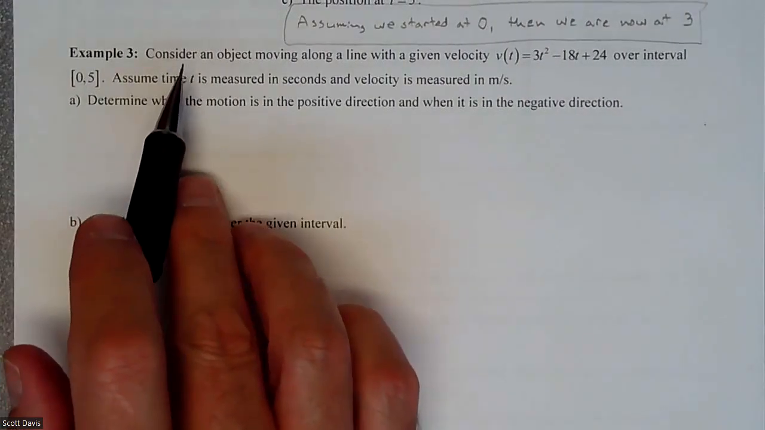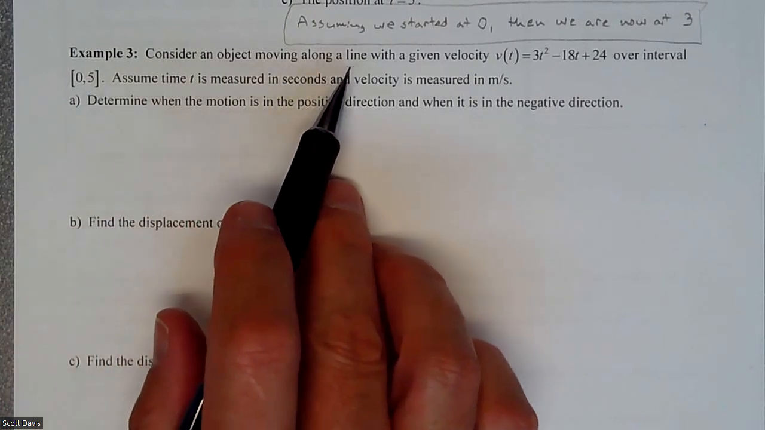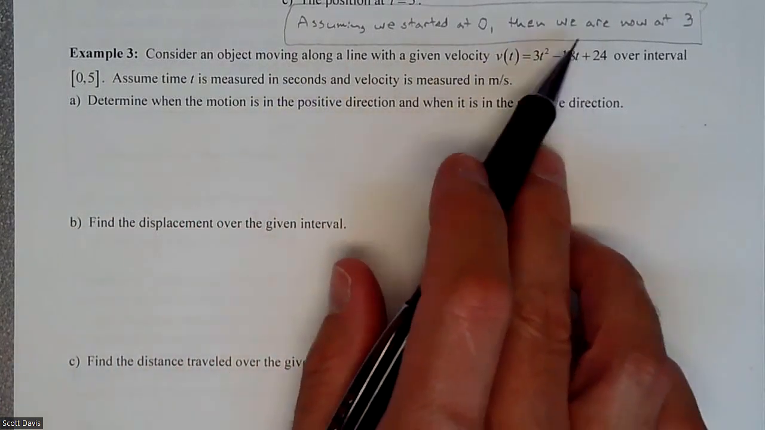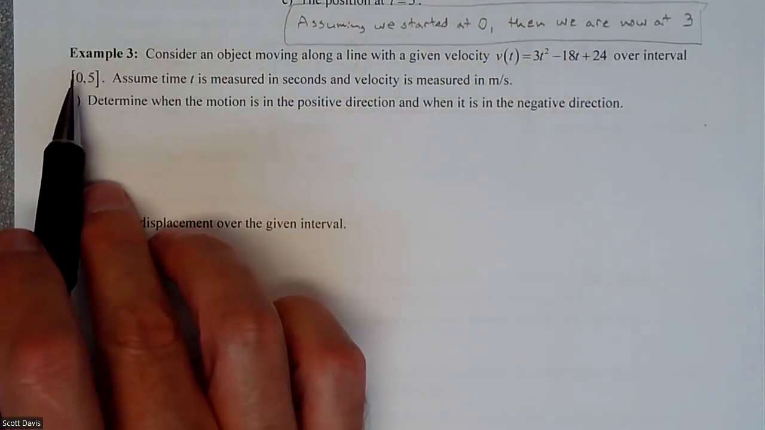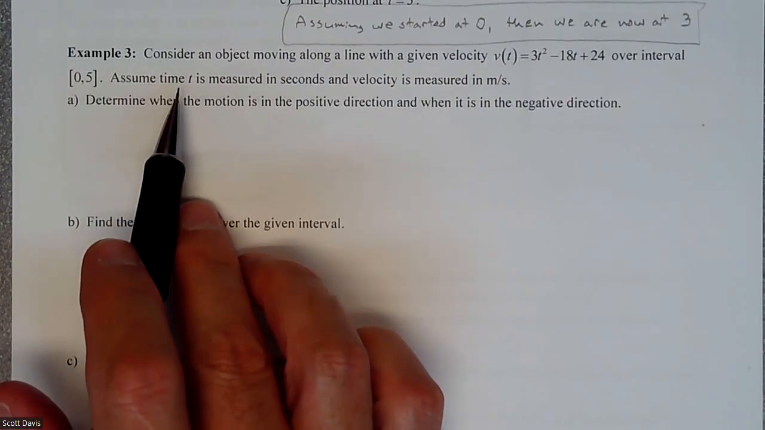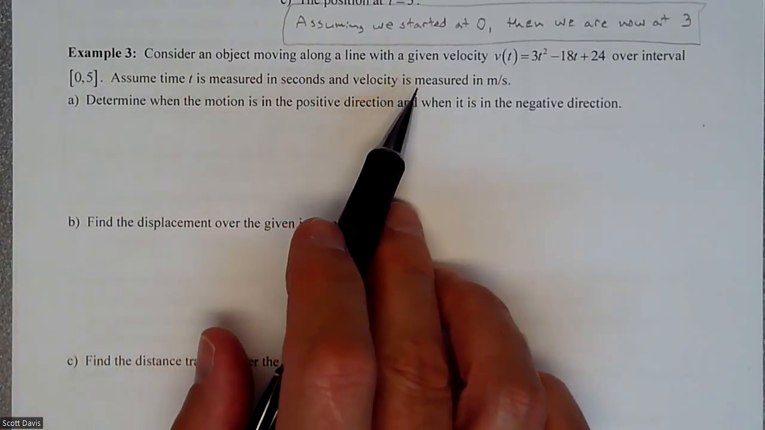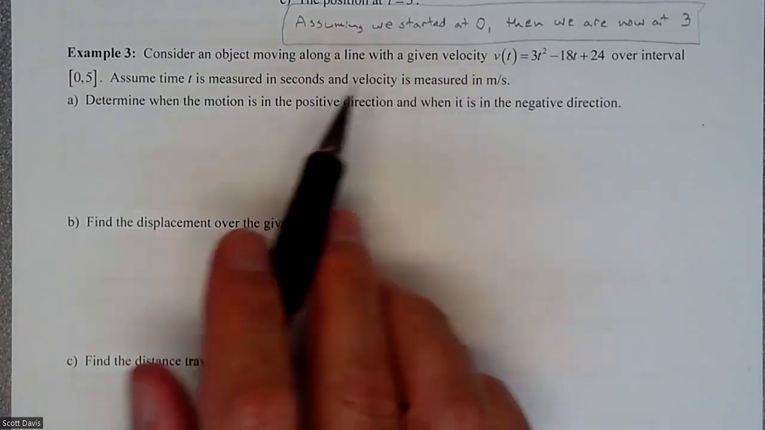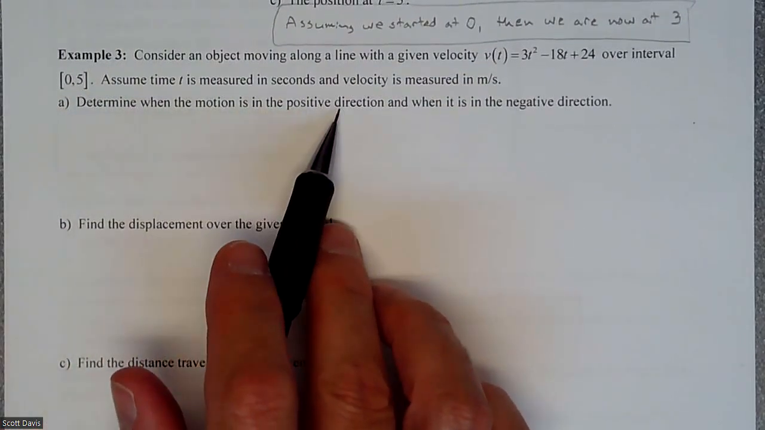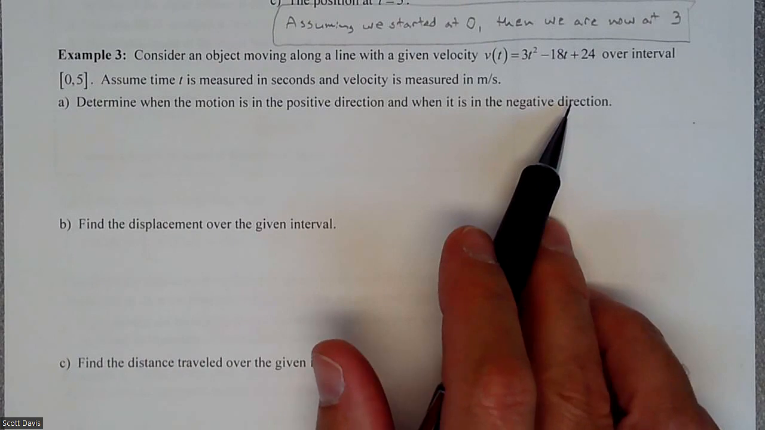Let's see what we got going on in this example. It says, consider an object moving along a line with a given velocity. So this is our velocity equation over an interval 0 to 5. So assume time t is measured in seconds and the velocity is measured in meters per second. So determine when the motion is in a positive direction and when it is in a negative direction.